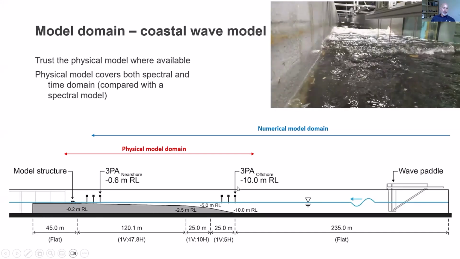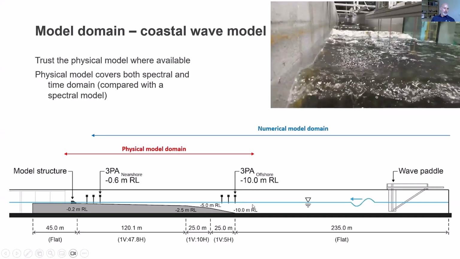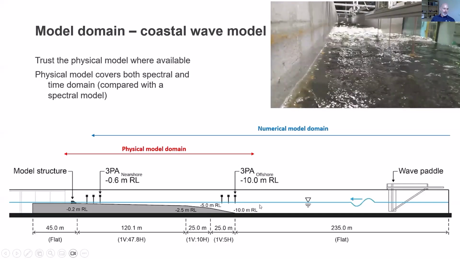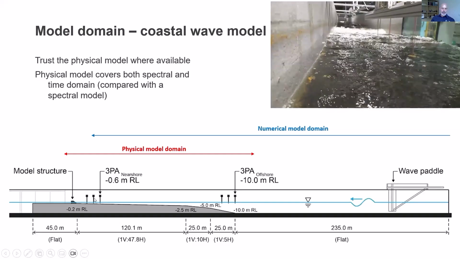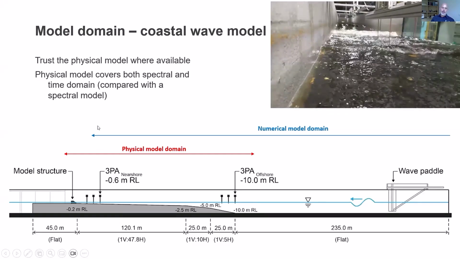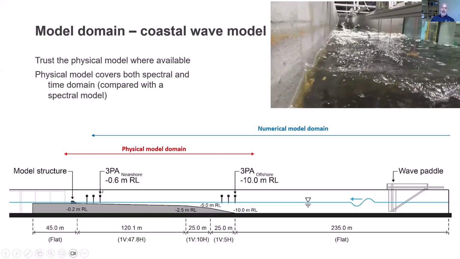So there's this region here where we've got an overlap. This is a model boundary for our physical model, our offshore boundary, and we're allowing that wave to transform through here. Quite often we find that the numerical model will overestimate the wave climate down here.